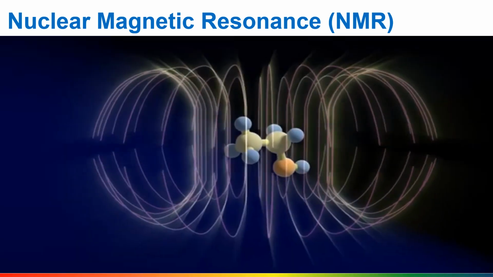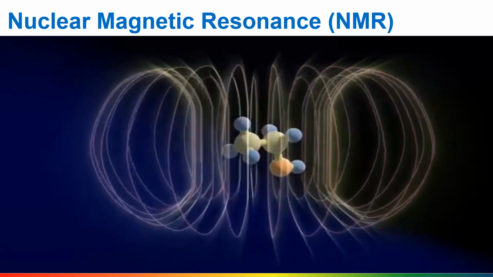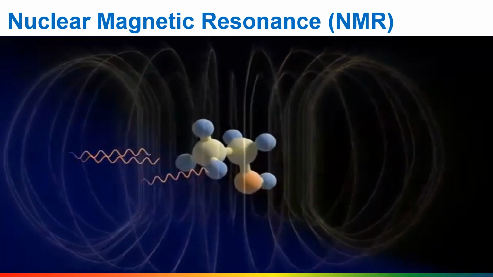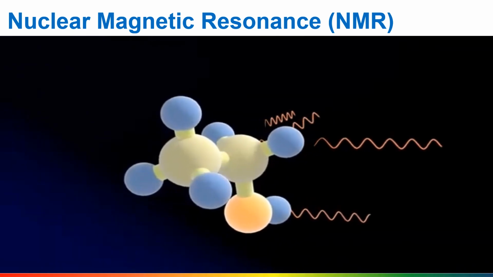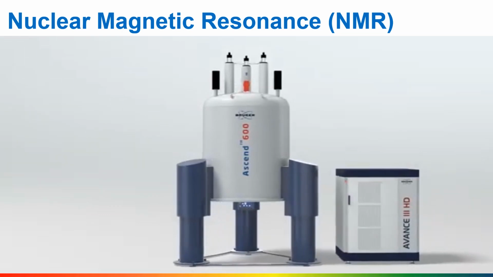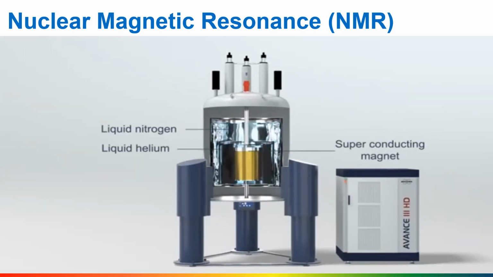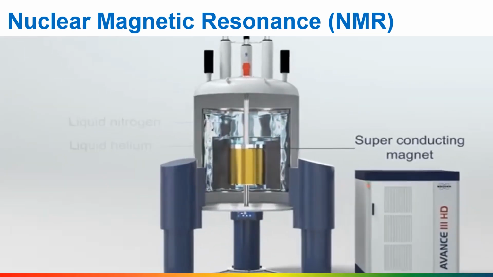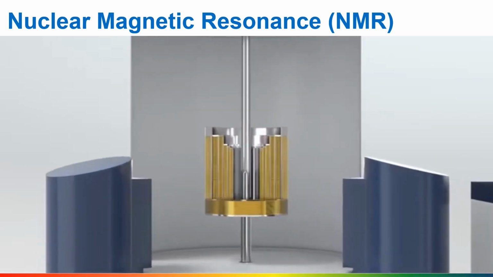Nuclear magnetic resonance is a technique that uses magnetic fields and electromagnetic frequencies to study molecular structures. For high magnetic fields, superconducting magnets are used. Lower fields can be generated by permanent or electromagnets.